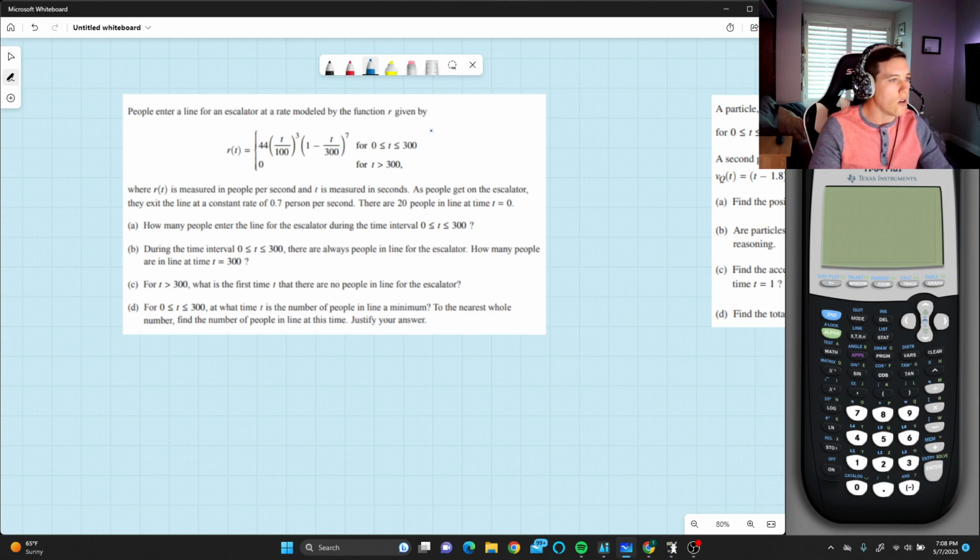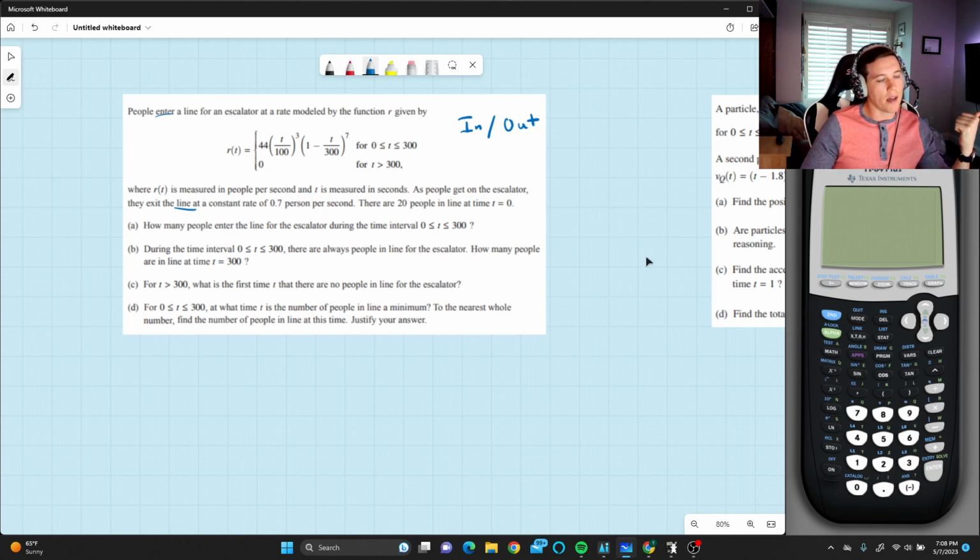So in other words, we have people entering a line, and then as people get on the escalator, they exit the line at this rate. So this looks like an in-out accumulation. So this one is our in-out. I have not seen an in-out. I think the last 2 years we haven't seen in-out accumulation. So you can expect an in-out, I would believe, this year, I think.